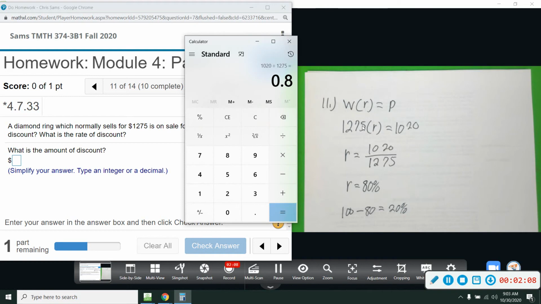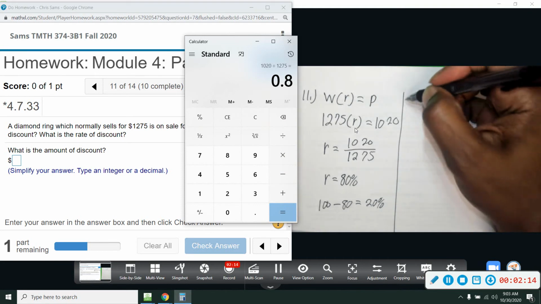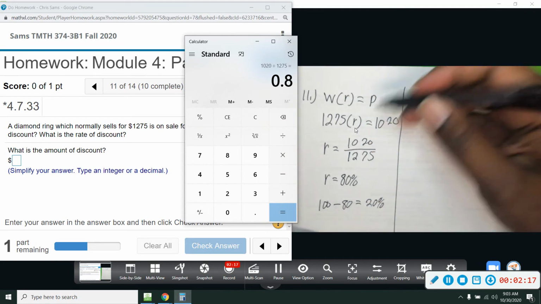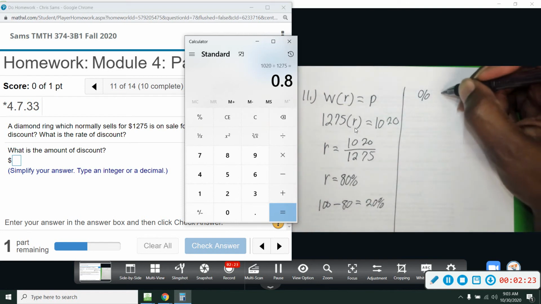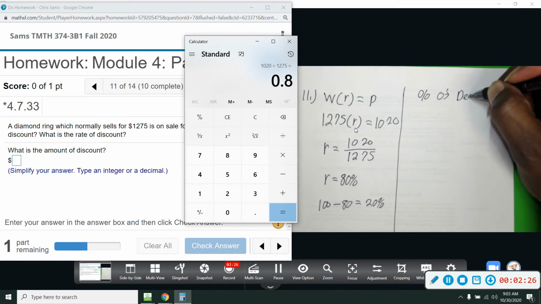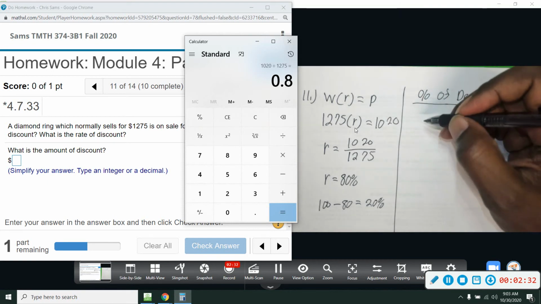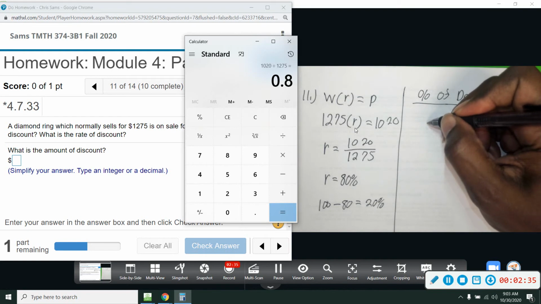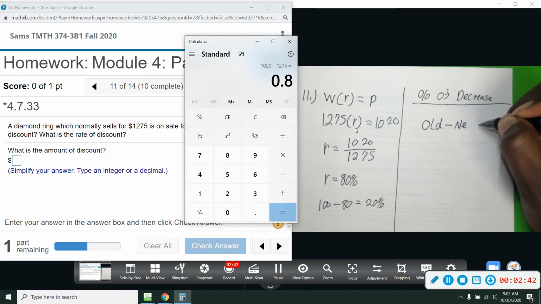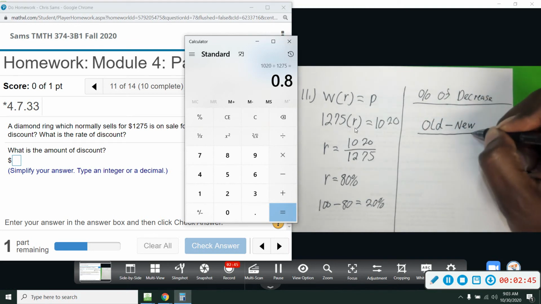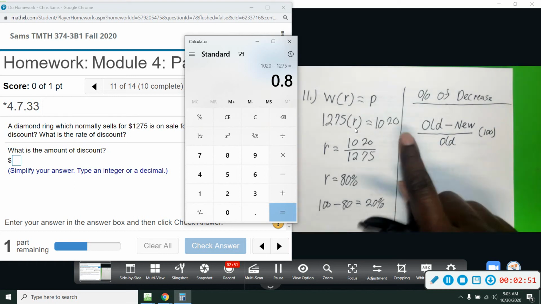The other way that you would have to think about that, there's a different formula called percent of decrease. And that would just get you straight to the 20%. But I was trying to show you without introducing something new. But percent of decrease, you would take your old value minus the new value divided by the old value times 100. Okay, so this will tell you the percent that you lost.